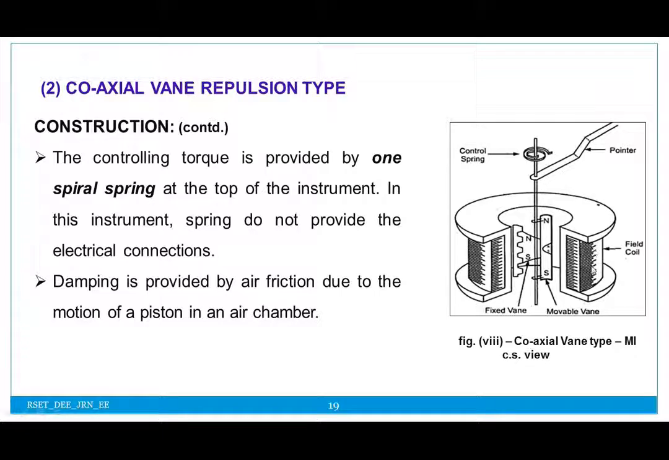This is my coil, cylindrical in shape. The coil is wound on a bobbin. This is my spindle which carries the moving system. This is my moving system, and this is my wedge shape fixed vane. Poles are induced both in the movable part and the fixed part. Identical poles are induced: north pole over here and north pole over here, south pole over here and south pole over here. To the moving system, a pointer is attached and you can see one control spring.